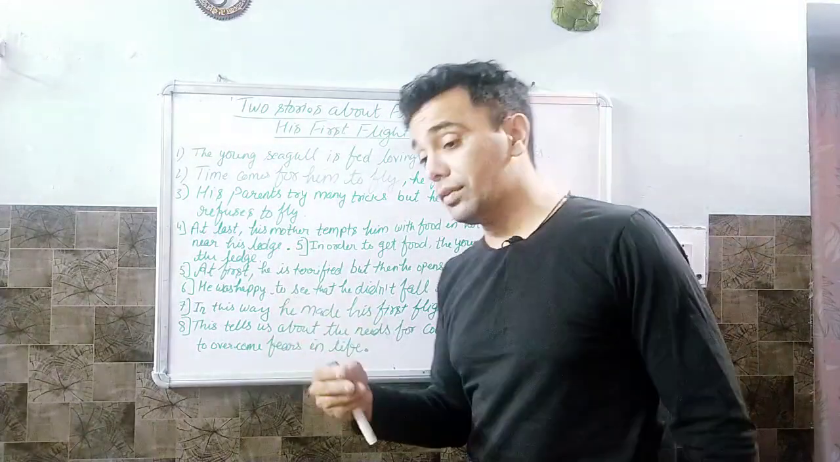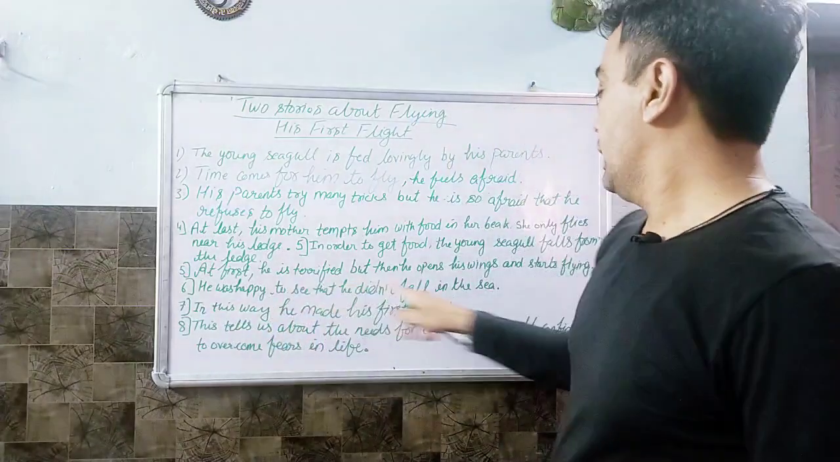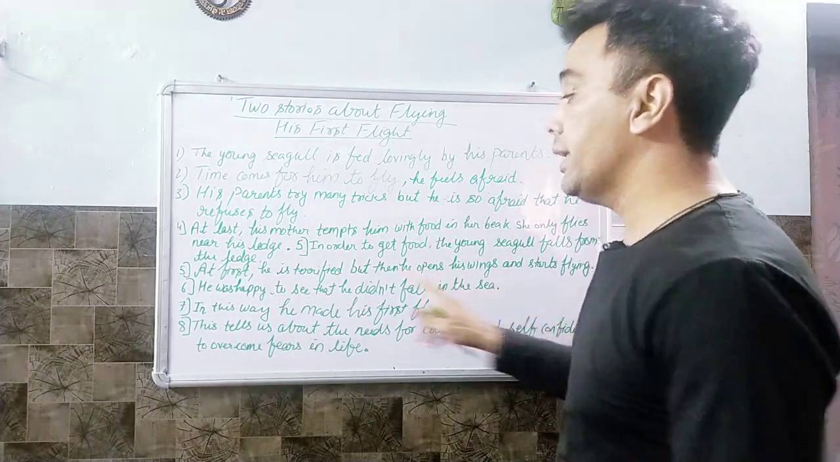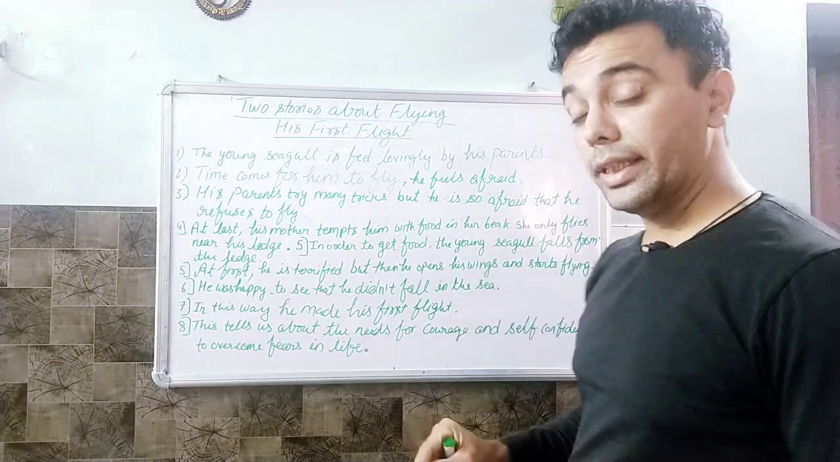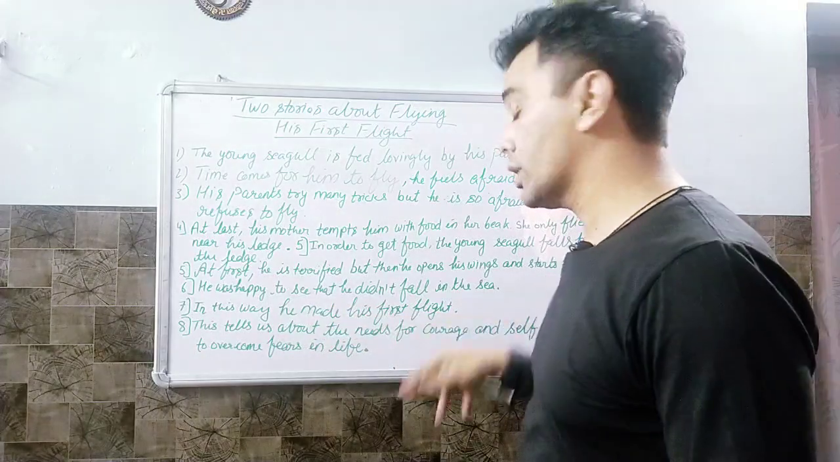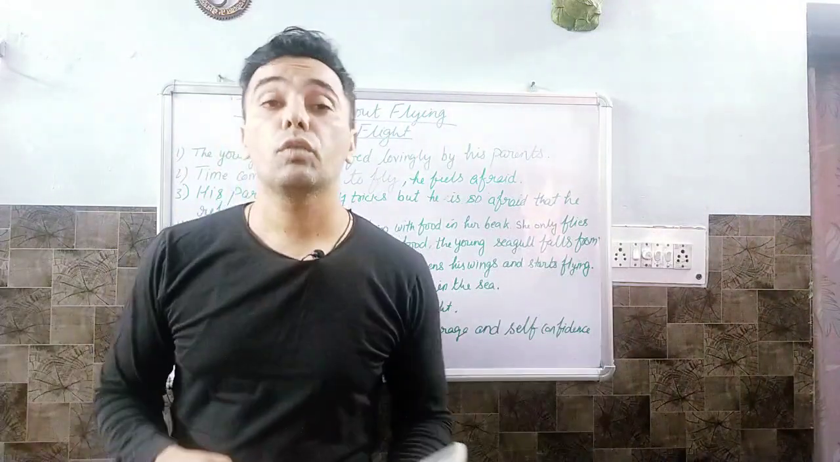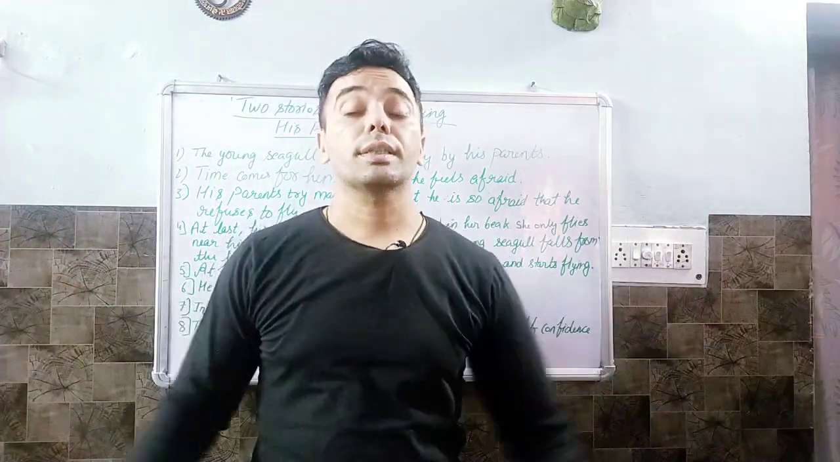देखता है वो अपने आप को, he sees himself flying with his wings. He was happy to see that he did not fall in the sea. वो ये भी देख के खुश होता है कि वो सी में नहीं गिरा. In this way he made his first flight. और इस तरीके से वो young seagull अपनी पहली उड़ान भरता है.